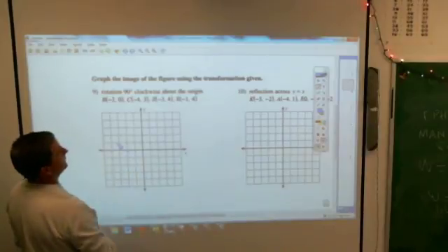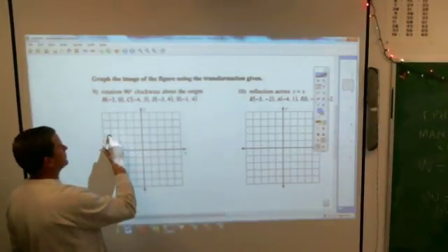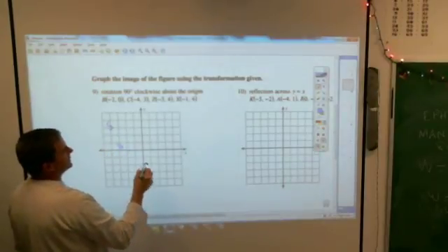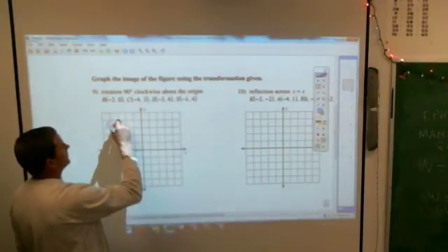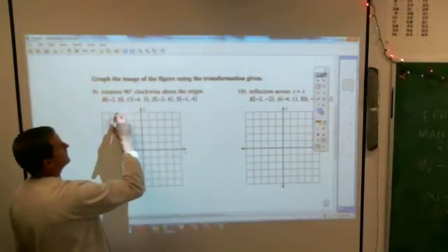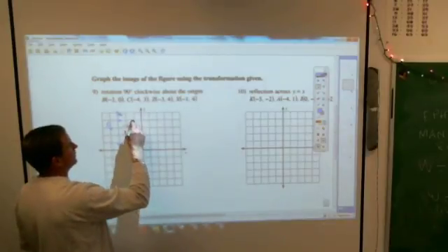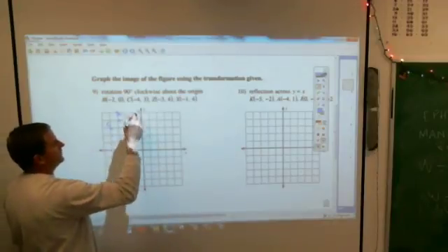And again, you should be labeling these. C is -4, 3. 1, 2, 3, 4, 1, 2, 3. Right? Z is -3, 4. -1, 2, 3, 1, 2, 3, 4. And X is -1, 4. -1, 2, 3, 4. You get some sort of goofy looking shape as such.